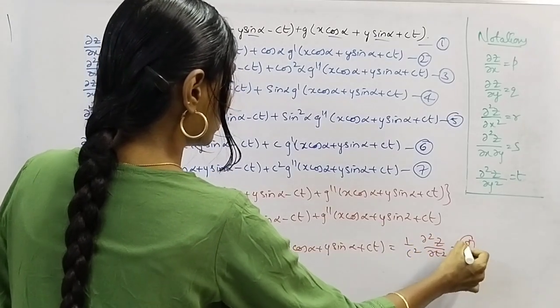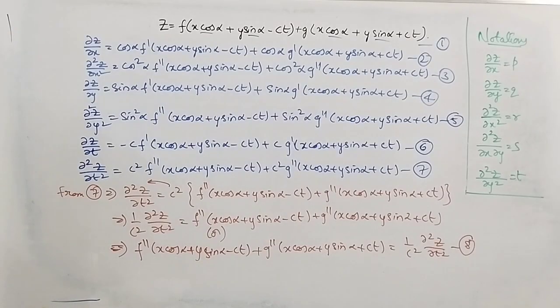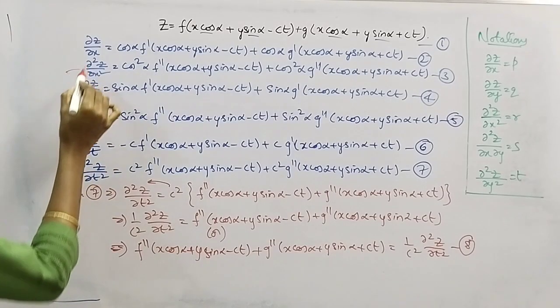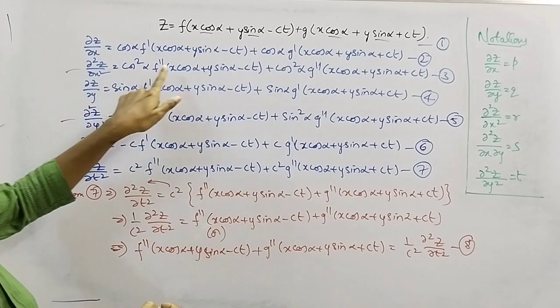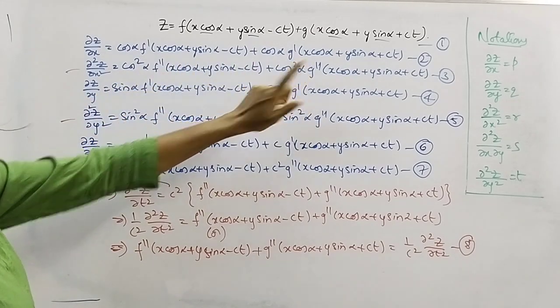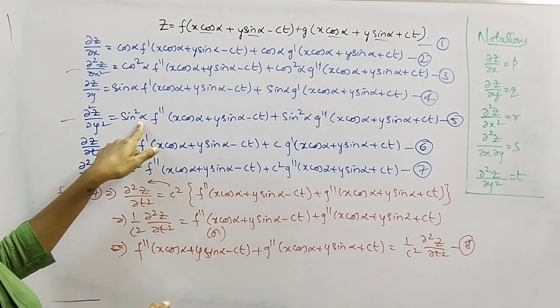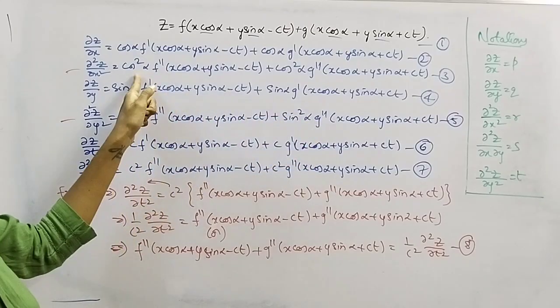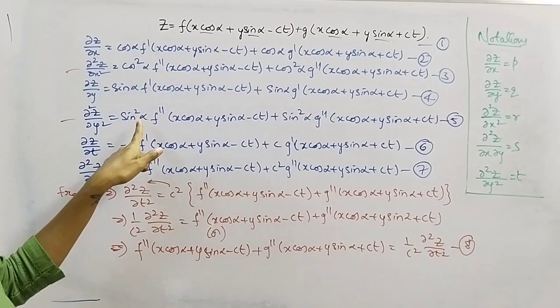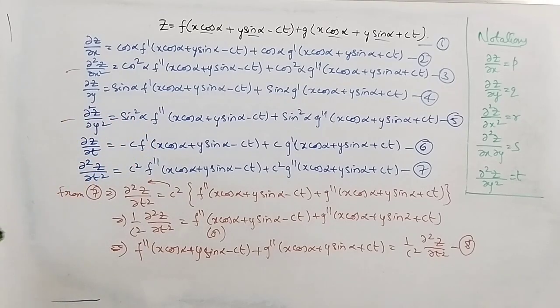Consider this as equation number 8 for our convenience. Okay. Now observe equation 3 and equation 5. We have cos square alpha f double dash plus cos square alpha g double dash, and here we have sin square alpha f double dash plus sin square alpha g double dash. Right? You can take cos square alpha common from this equation and sin square alpha common from this equation.